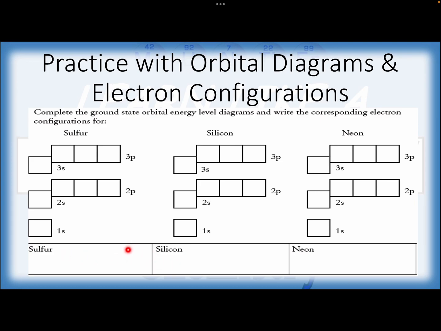Okay, so again, just a reminder, when we say ground state, that's telling us that we're obeying the Aufbau Principle. That's what that means. Orbital energy level diagram, that's your boxes and arrows. And then electron configuration would be these codes down here, the 1s2, 2s2, and all of that. So pause the video, give these a shot, and then resume the video and check your answers.